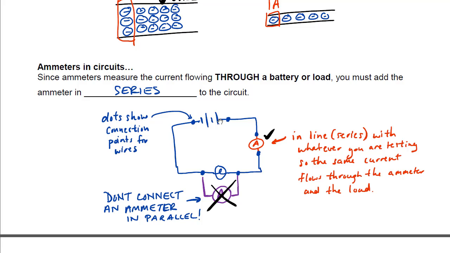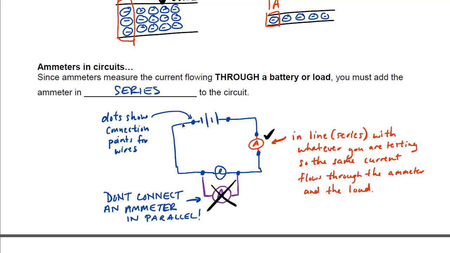What do we mean? We mean that it has to be in the same pathway as whatever you're trying to test. It must be in line. And that's because you want to test the current. The flow of electrons through the ammeter in this wire will be the same as the flow of the electrons through the light and the flow of the electrons through the battery. So you want to make sure that it's in line. It must be connected in series.